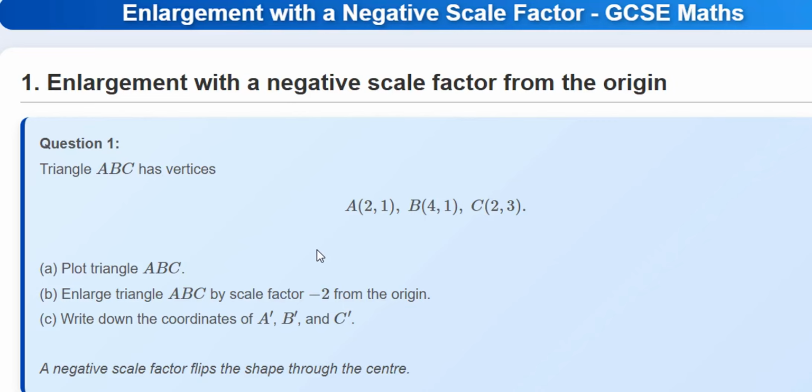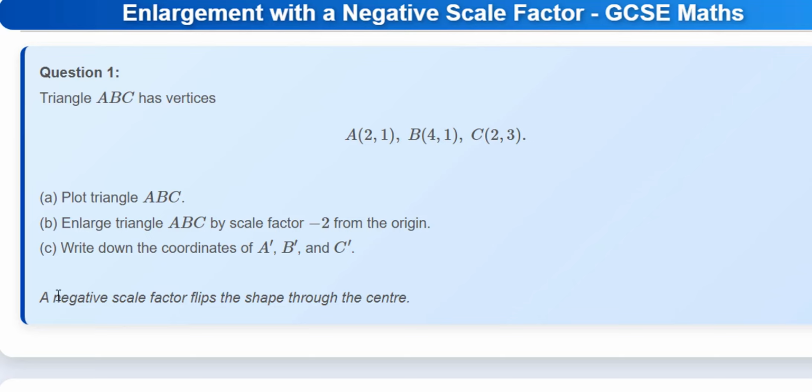Hello, in this lesson, we will learn how to enlarge figures with a negative scale factor. For example, if you are told to enlarge with a negative scale factor from the origin, you are given a triangle ABC with vertices (2, 1), (4, 1), and (2, 3). Then let's go to B first. Enlarge triangle ABC by scale factor -2 from the origin. This is how we go about it.